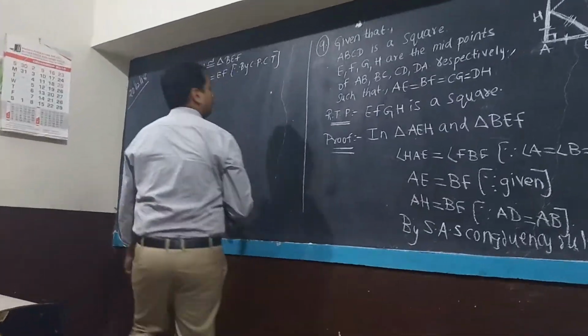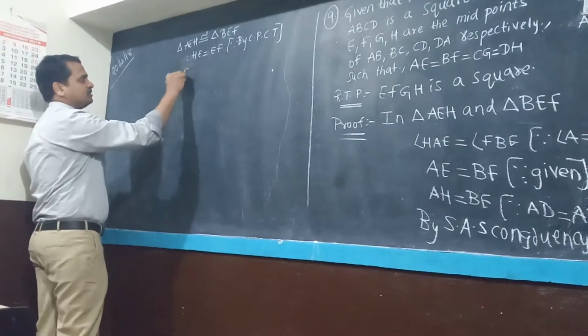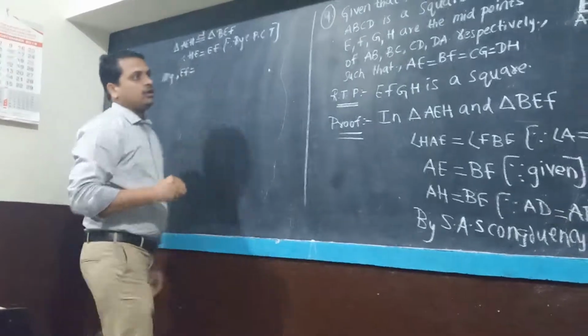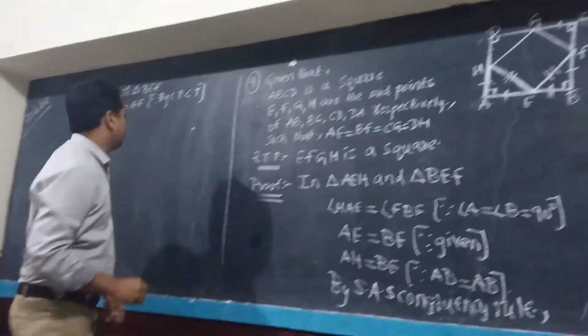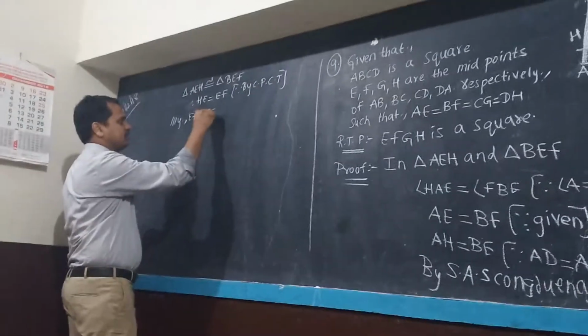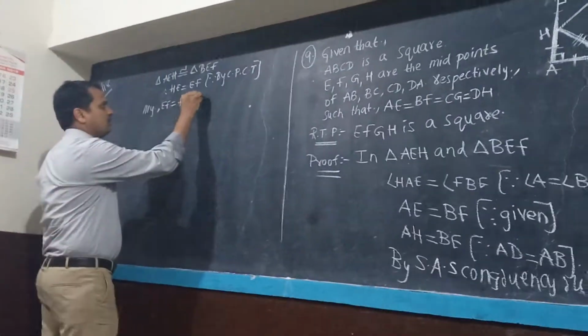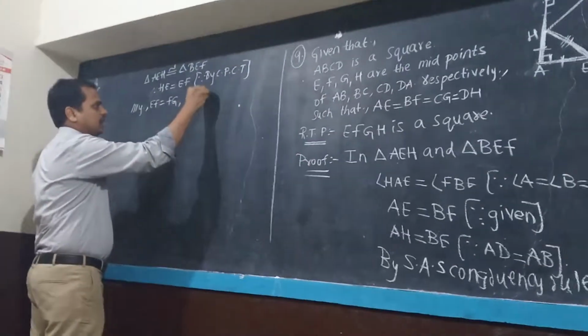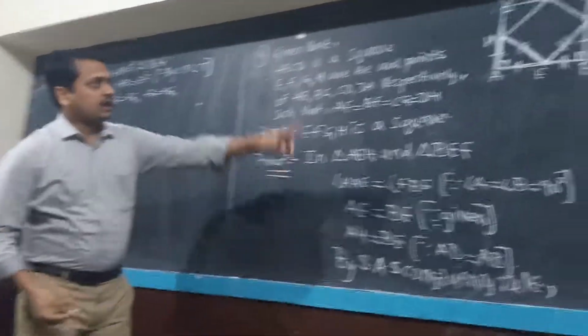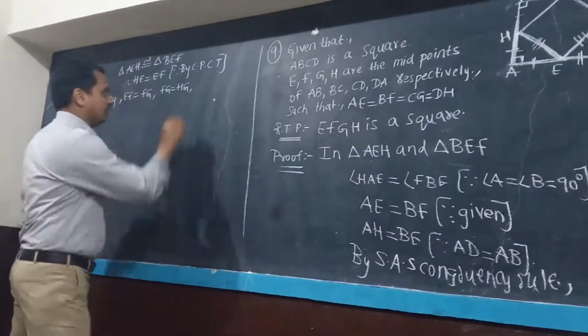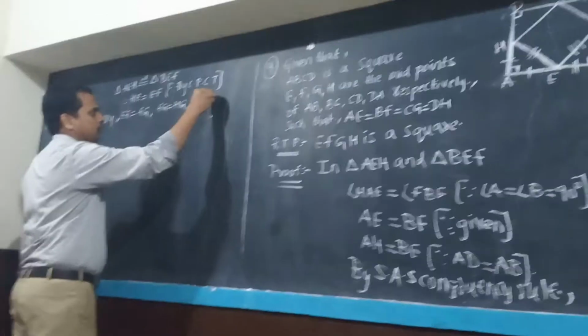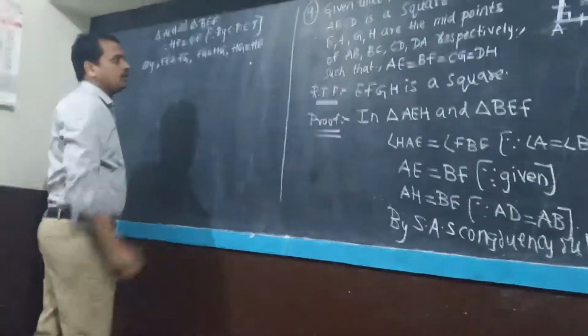Similarly you can prove like this only: EF is equal to FG, FG is equal to HG, and HG is equal to HE.